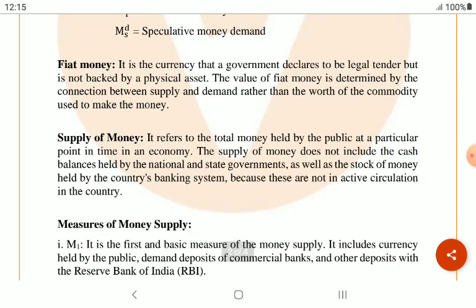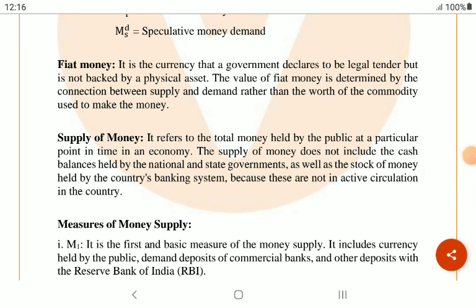Fiat money is the currency that a government declares to be legal tender but is not backed by a physical asset. So it is legal tender: the government demands that it is legal tender, but it is not backed by a physical asset. The value of fiat money is determined by the connection between supply and demand.